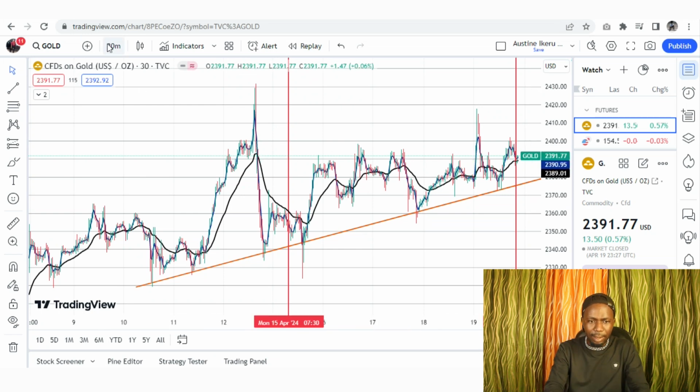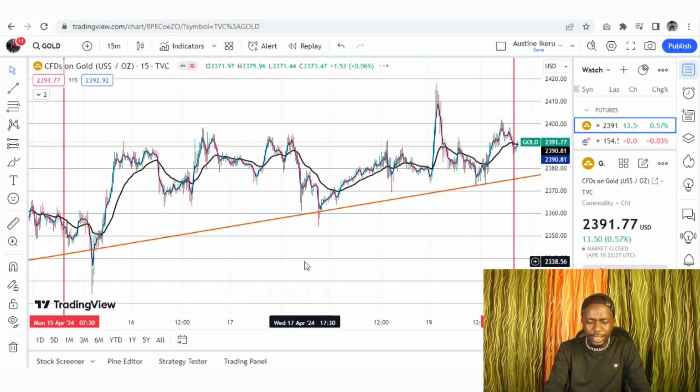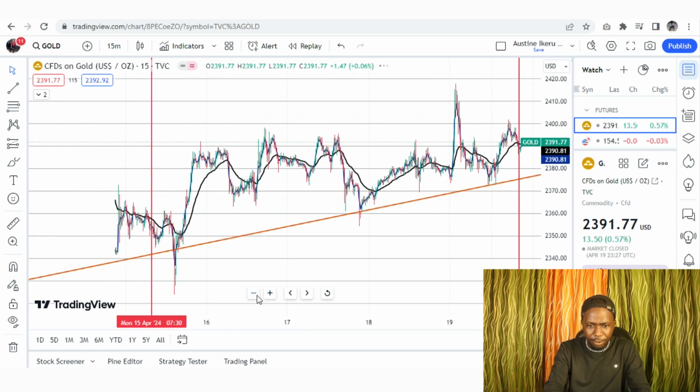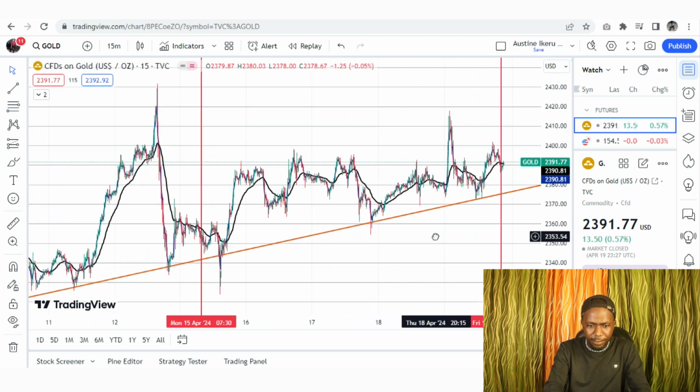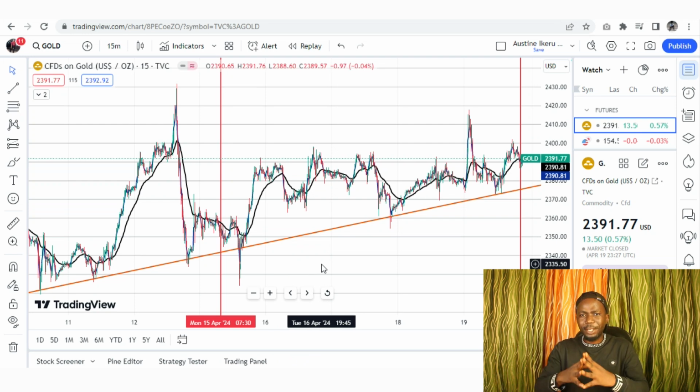So now I head down to my time frame, which is the 15-minute time frame. This is the time frame that I use for my entry, the time frame I use to place my trade. And like I told you, I trade based on crossover. Whenever there's a crossover, I take a trade so that I'll be able to get so many entries and make so many profits.